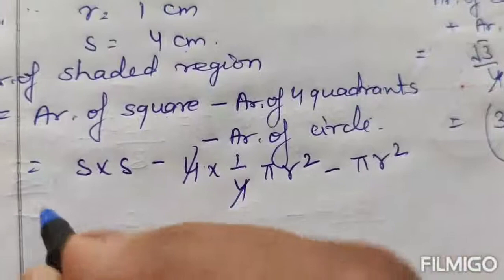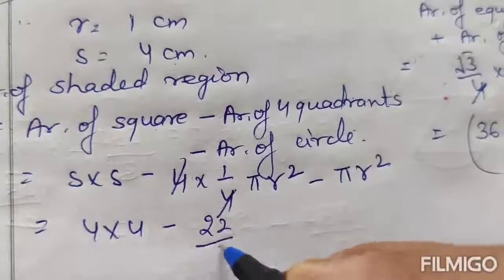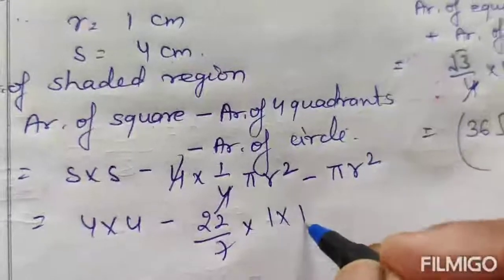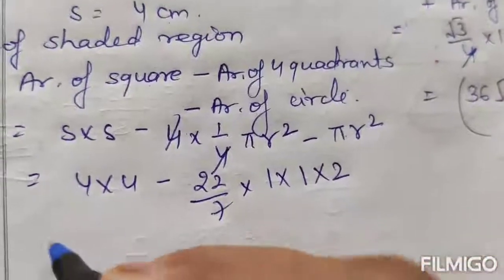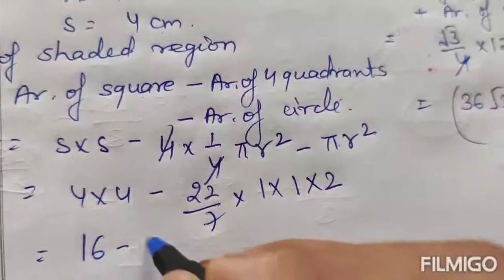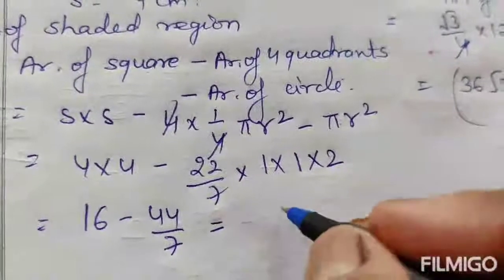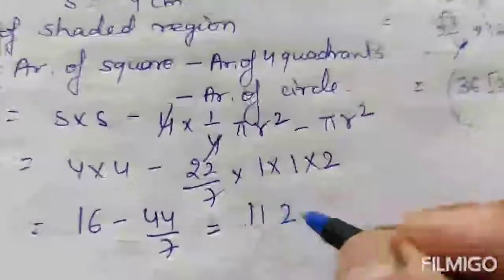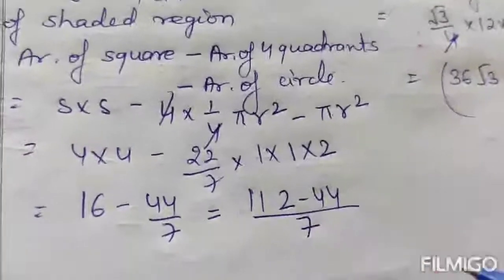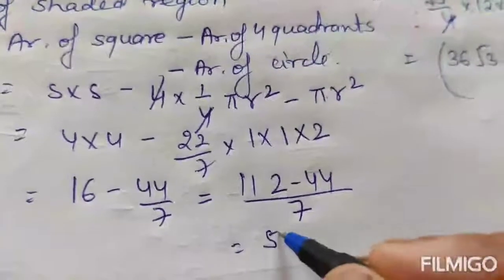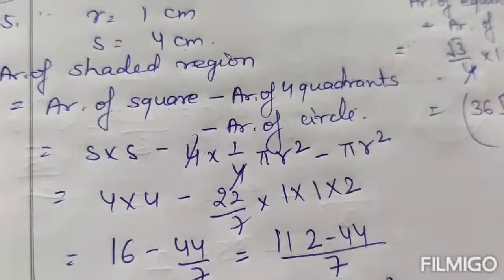Cancel. Side into side is 4 into 4 minus pi r square means 1 into 1. And pi r square here is 2. So 16 minus 44 by 7. Subtracting this, there is 58 by 7 centimeter square. This is the question number 5.